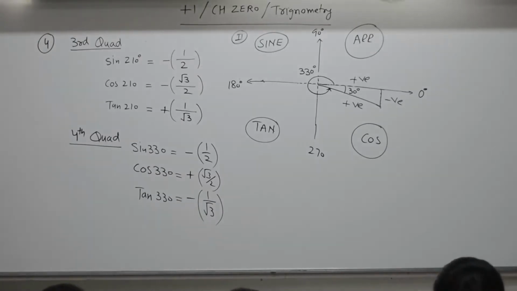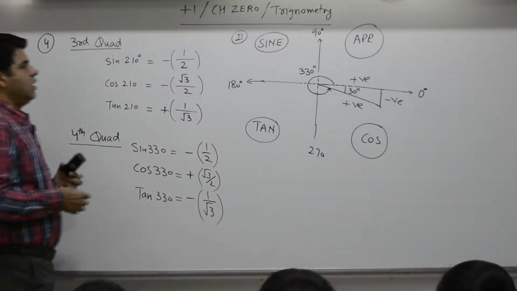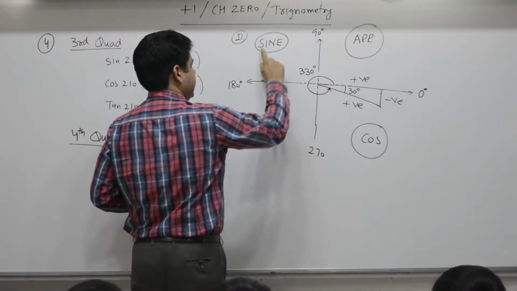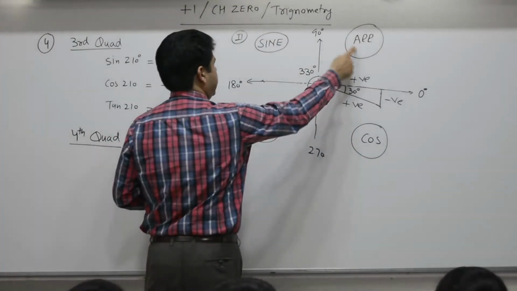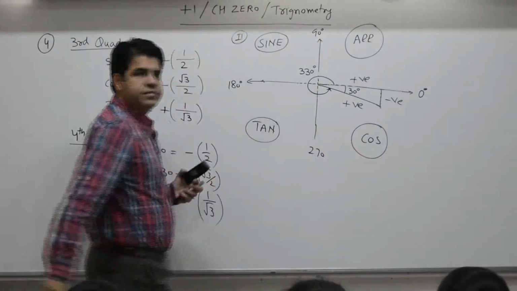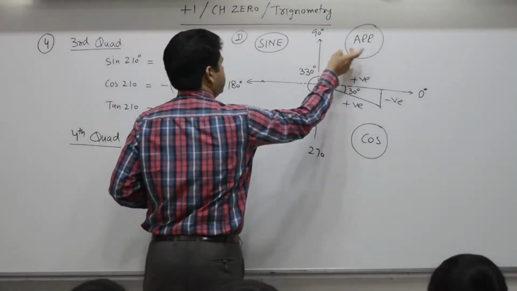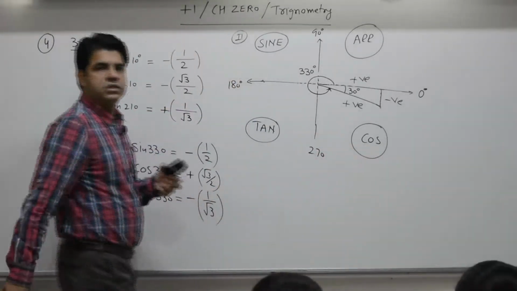Refer to the table and check. We can't check it in the third and the fourth because the values are not given in the table. So let us temporarily assume what I am saying is right. Conclusion is what? ASTC: add sugar to coffee, or after school to college.